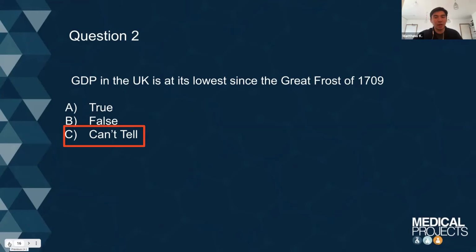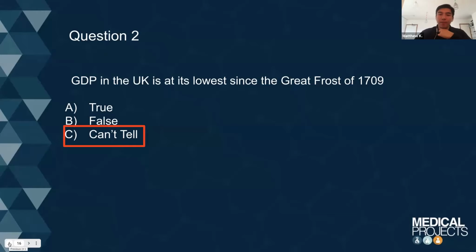I believe it said in the passage that the GDP in the UK is lower than the Great Frost, but it didn't say lowest relative. I think it said since the Great Frost, which would imply that since that point. Sorry, my fault. It said that the GDP in the UK is at its lowest since the Great Frost of 1709.